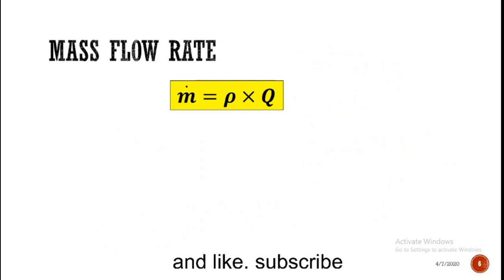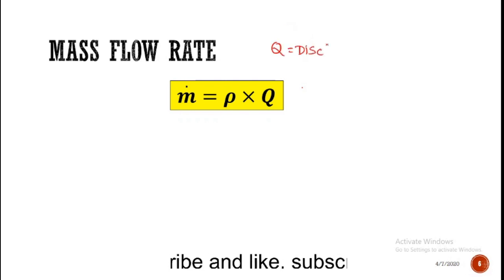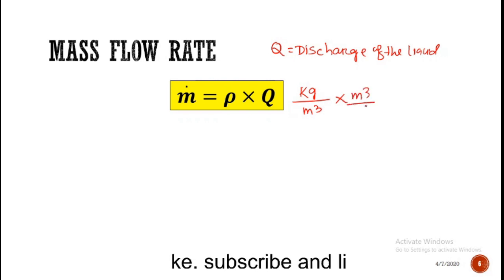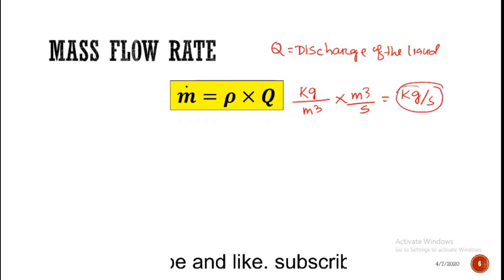The mass flow rate means the mass flowing per second. This m dot is the mass flow rate, and can be defined as rho into Q. Rho is the density of the fluid flowing in the system, and Q is the discharge of the liquid. Density is in kg per meter cube and Q is in meter cube per second, so this comes out to be kg per second. This is the mass flow rate: the mass flowing per second.